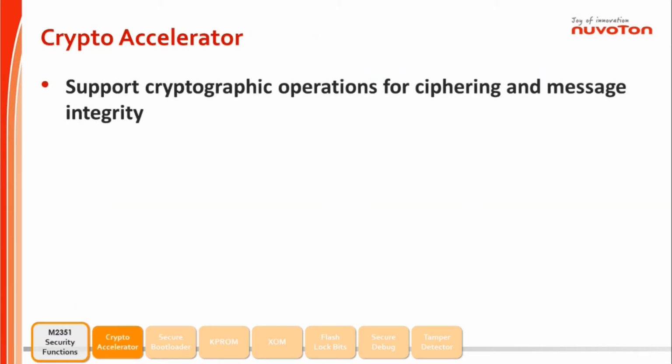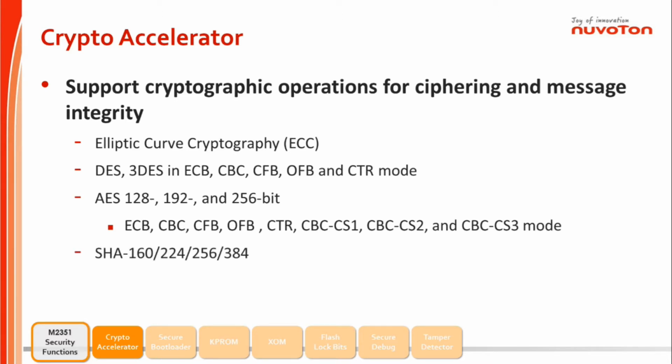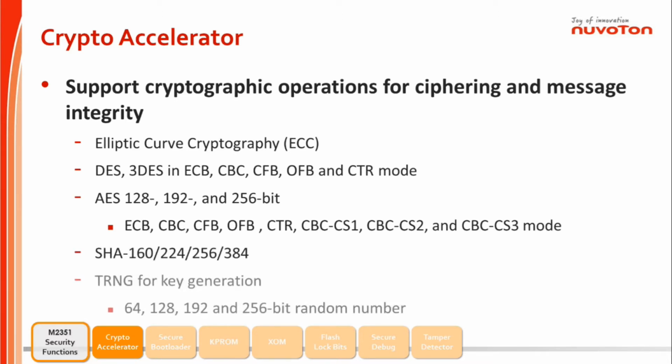The Crypto Accelerator supports different algorithms, including ECC for key agreement and digital signatures, DES, triple DES, and AES for symmetric data encryption and decryption, SHA for hash and HMAC operations. The true random number generator can generate a random number according to the required length. The maximum length is 256 bit.